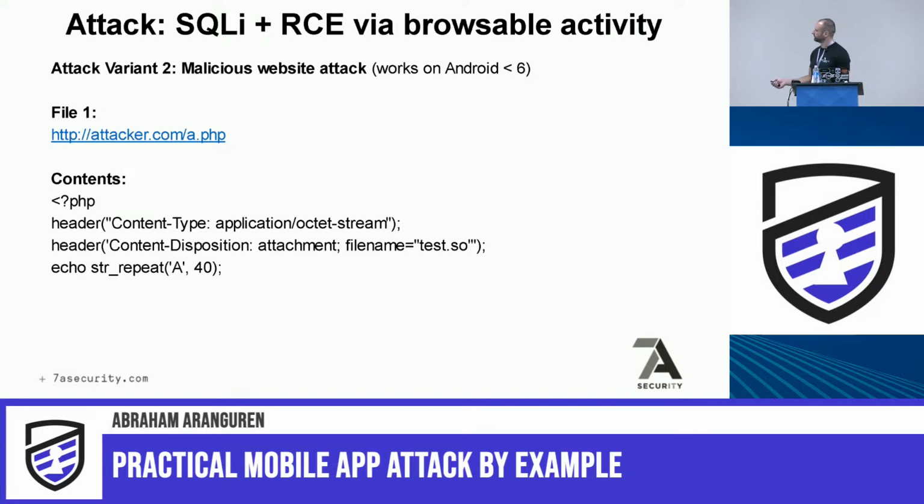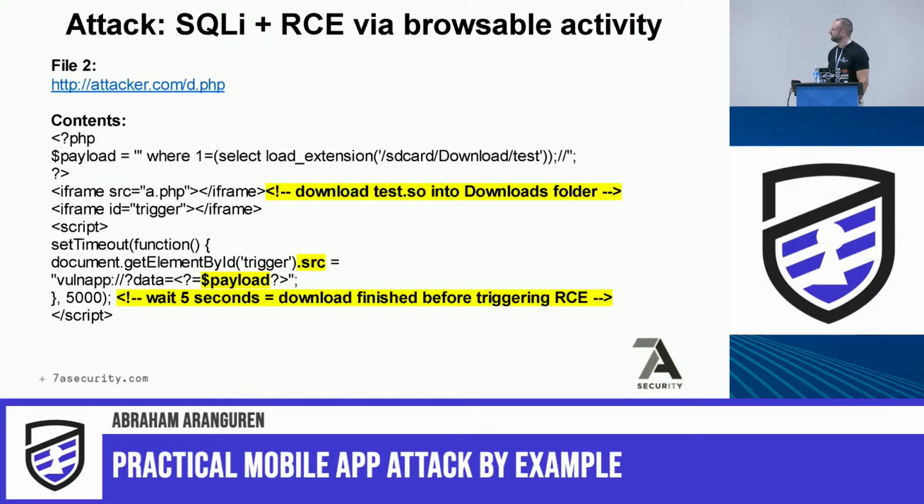So this works by default on versions of Android lower than 6. And then what you do as the attacker is you create another page that has the payload, right? So where 1 select load_extension of SD card download test, and then the .so will be added by SQLite. And then first you load the test.so into the download folder, right? So you put the iframe that is going to load the binary, and then in another iframe, you just wait 5 seconds, so there's enough time for this to download, and then you attack the deep link, right?